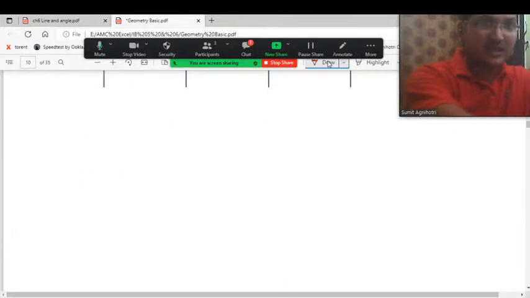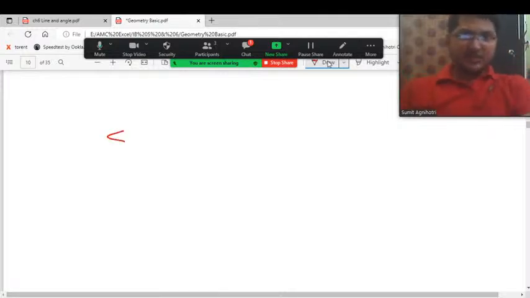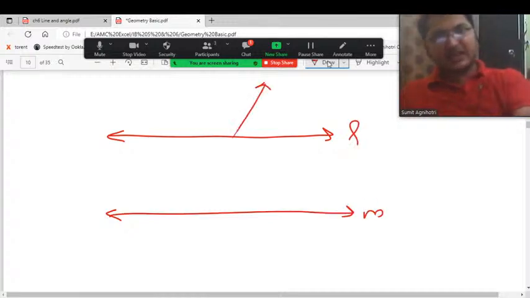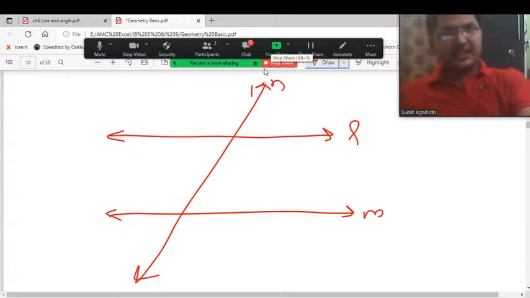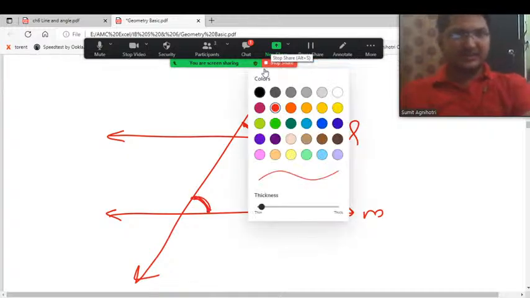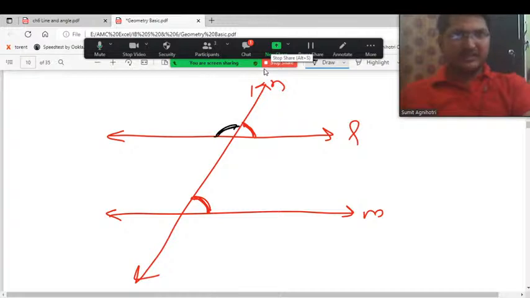Similarly, we have corresponding angles. I'm going to tell you what are corresponding angles. If these are two parallel lines, let's say L and M, and I have a transversal, let's say N, and I ask you what these two angles are, you will call them corresponding angles. So corresponding angles: this angle 1 is equal to angle 2, this angle 3 is equal to angle 4.